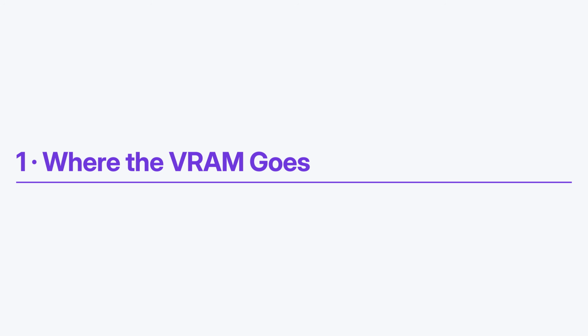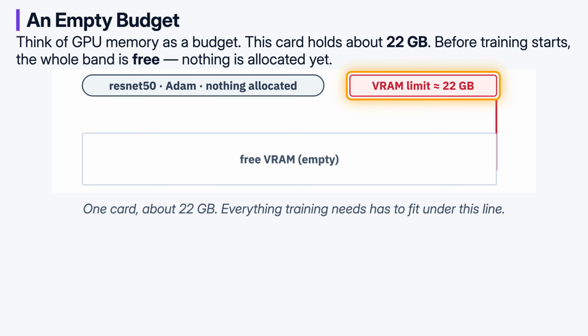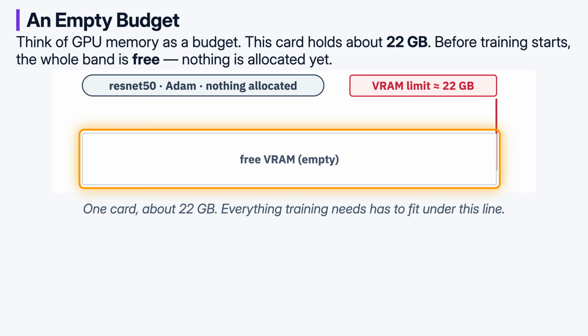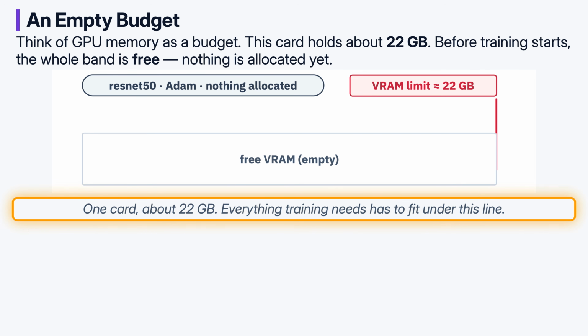Part 1, where the VRAM goes. Think of GPU memory as a budget. This ceiling marks the limit, about 22 gigabytes. Below it, the whole band is free. Nothing is allocated yet before training starts. One card, about 22 gigabytes. Everything training needs has to fit under this line.